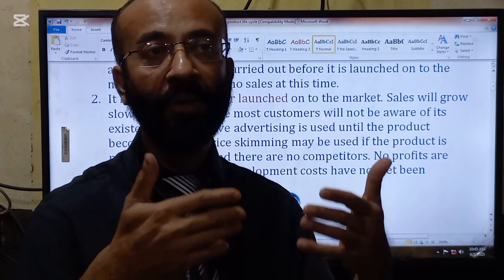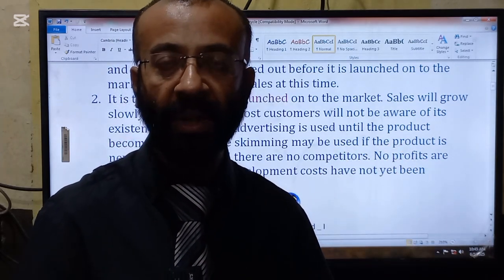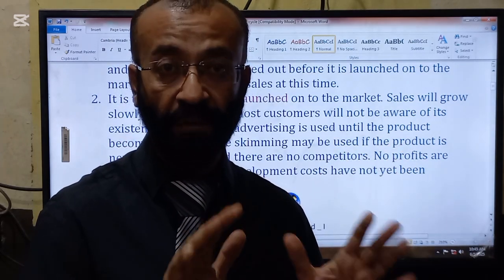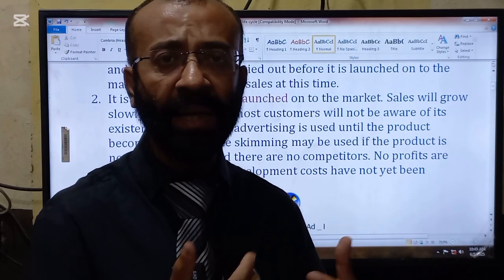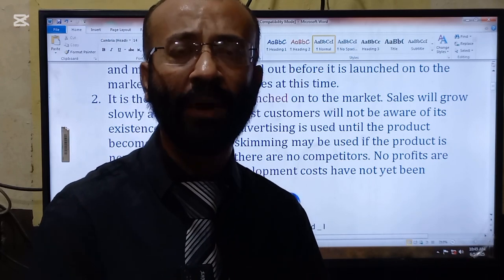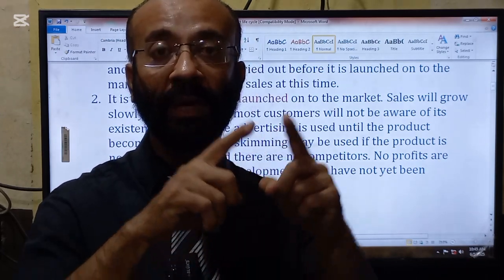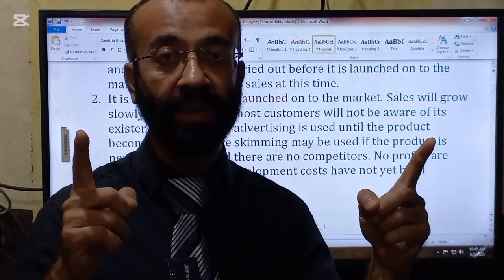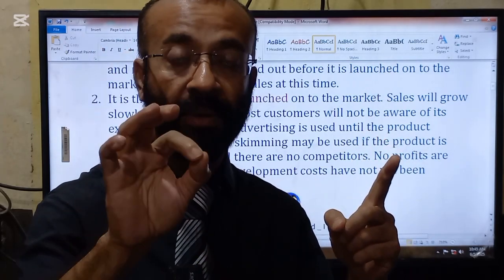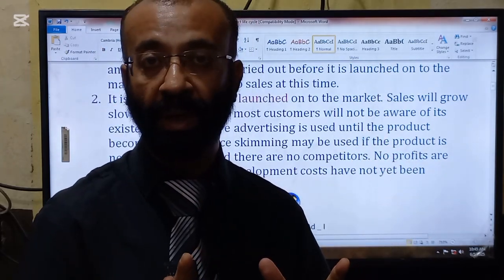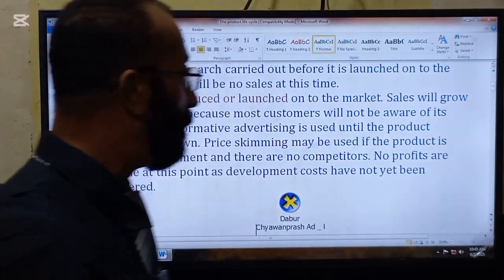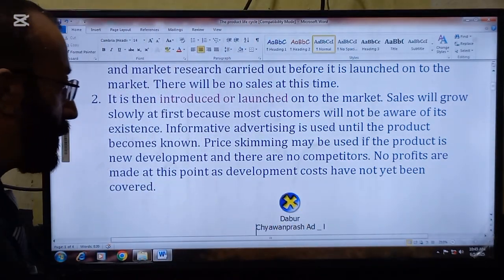For example, you have invested 10 lakh rupees on the development of the product. So first you are getting rupees in hundreds and thousands. First you have to cover your 10 lakh rupees. That is your cost that you have invested on the development of the product. So it means no profit is made at this stage.